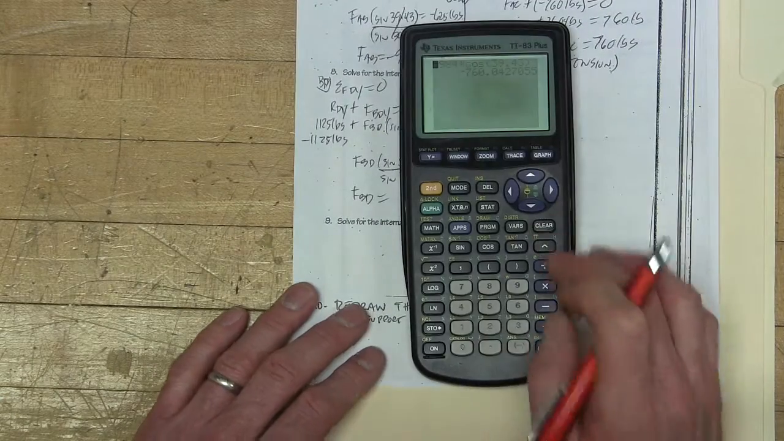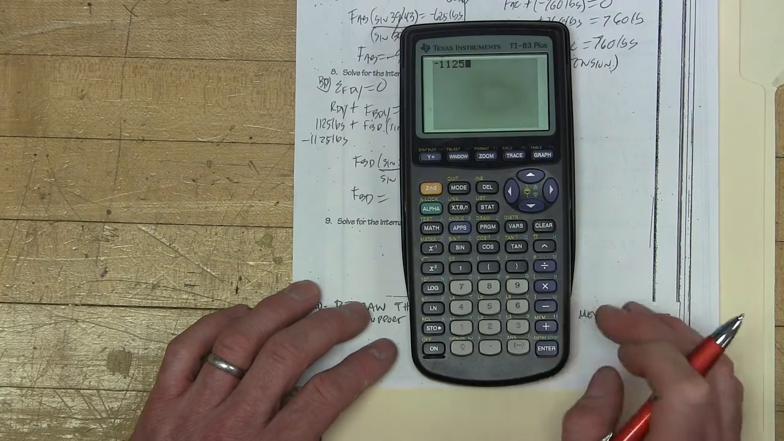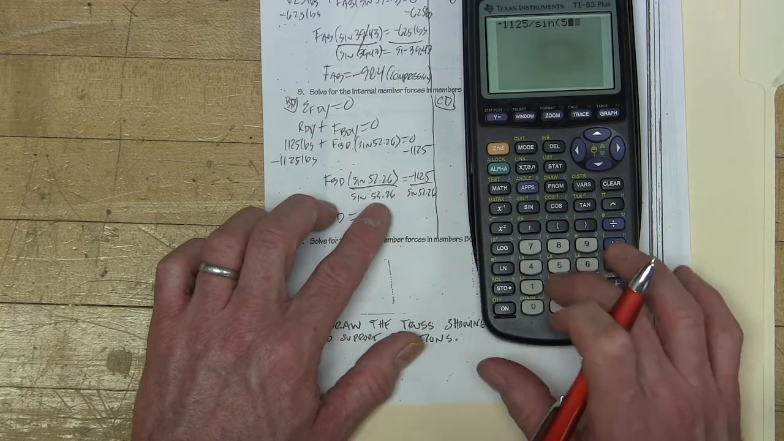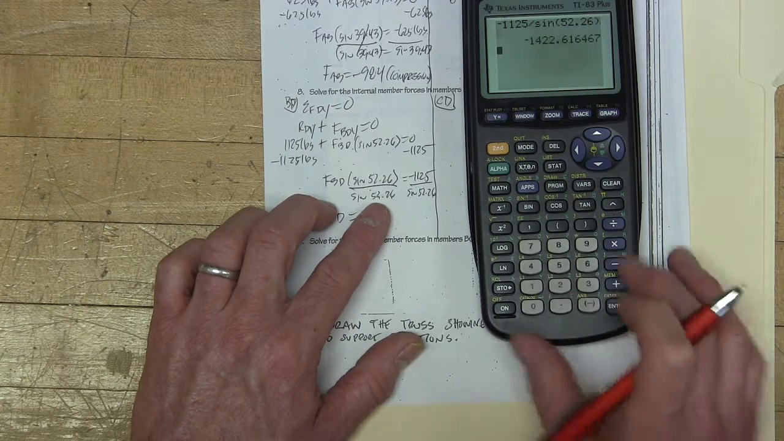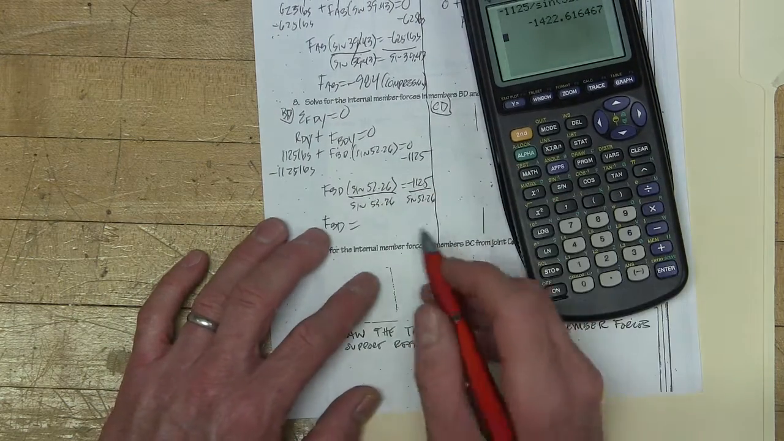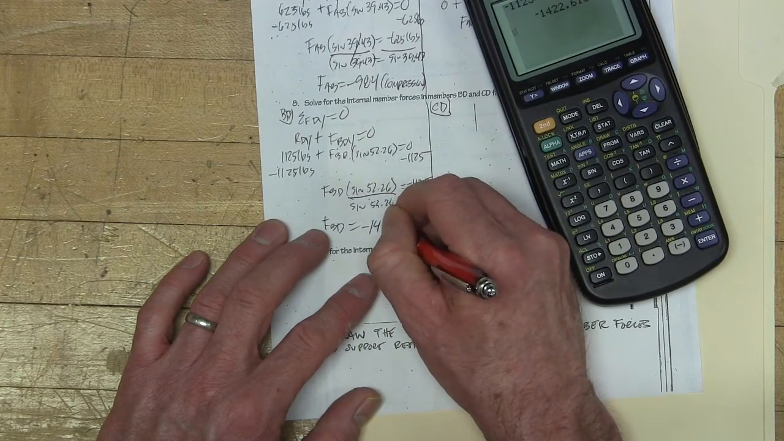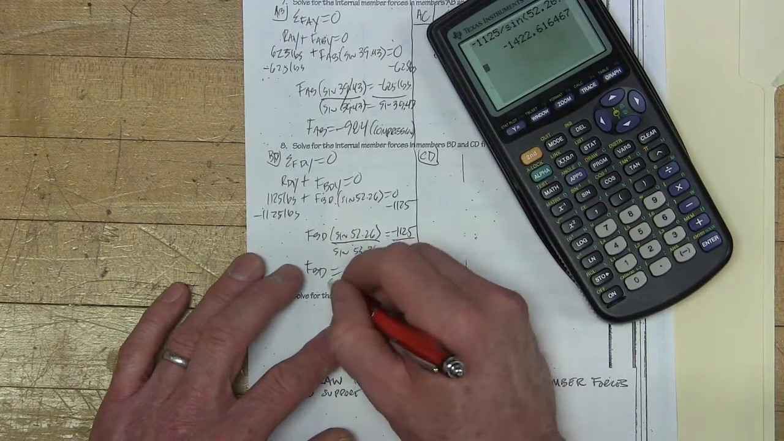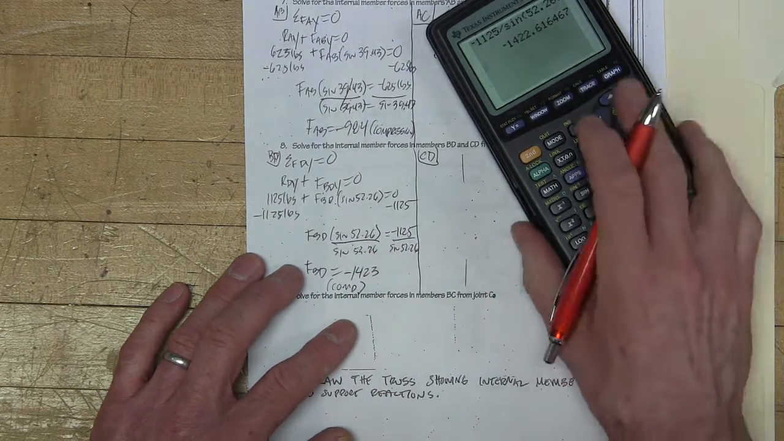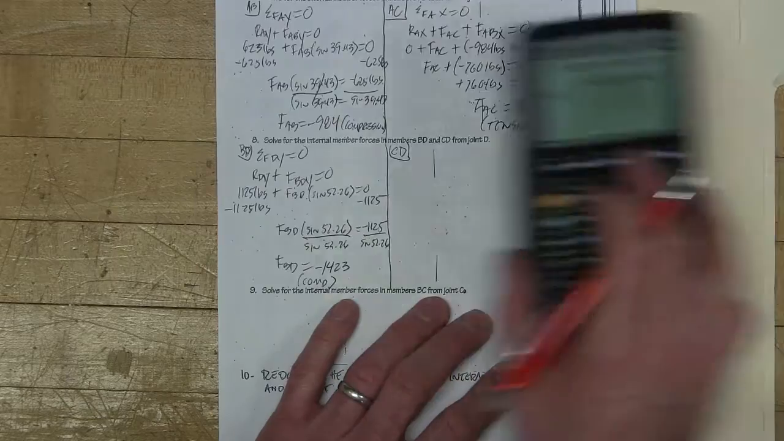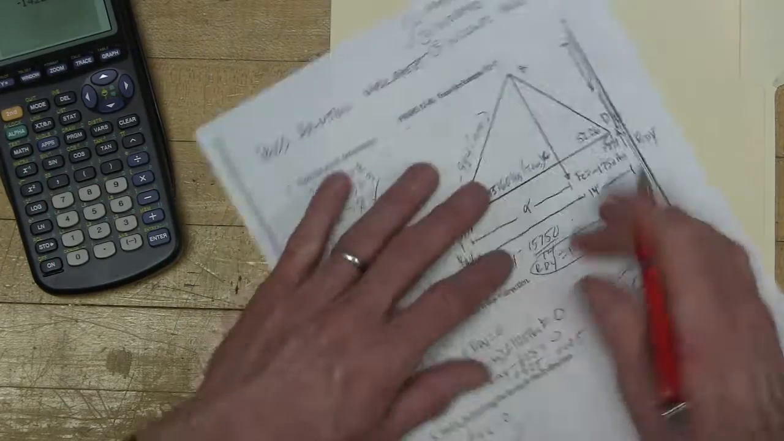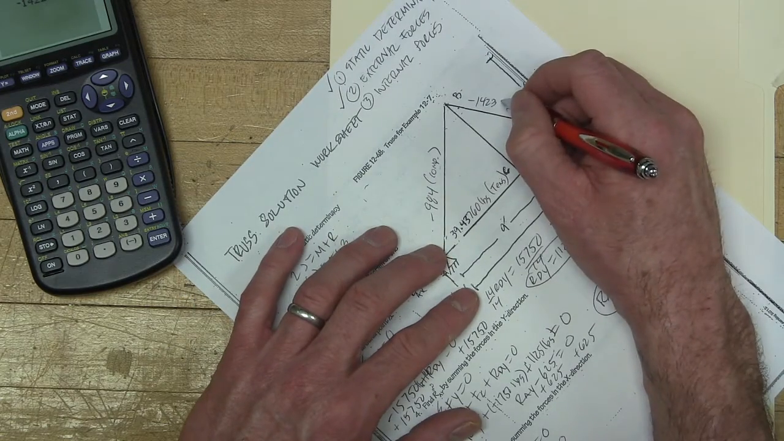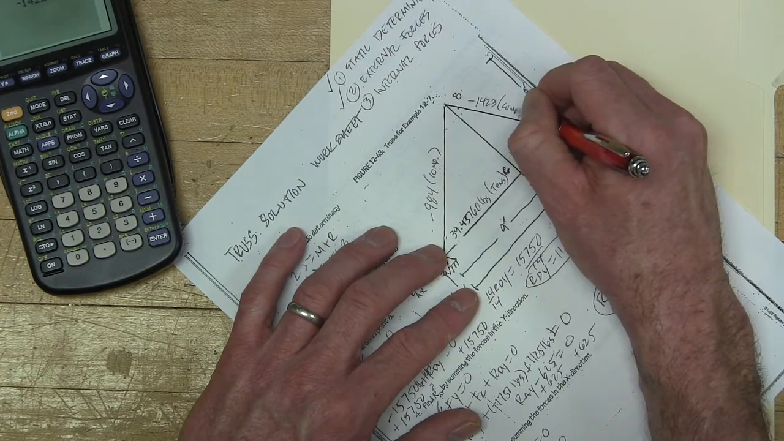So again, we're going to clear this up. We're going to say negative 1125 divided by the sine of 52.26 is equal to negative 1422.6, so I'm going to round that up to negative 1423. Again, we see that as a negative value, so we're going to say that it's in compression. Let's go over to the front side of our page and label that. So force BD is negative 1,423, and because it's negative, it is in compression.